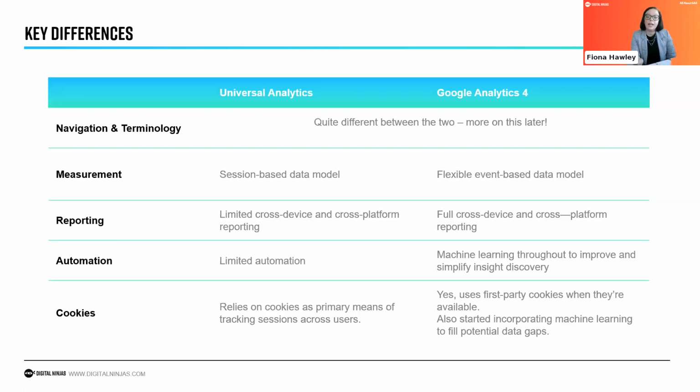As we mentioned, navigation and terminology, which we'll focus on more later. Measurement models. One key difference between GA4 and all previous versions of Google Analytics is the event-driven data model. The event-driven data model simplifies the concept of page views and replaces them with a more flexible system of events. This makes a lot more sense when you start playing with the platform.